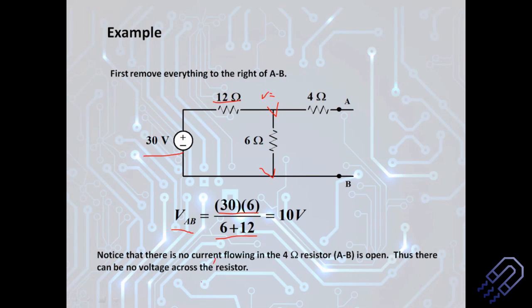So what does it give me? It gives me that the equivalent voltage for this circuit is nothing but 10 volt. And this 10 volt is nothing but the Thevenin's voltage. So this is very important.